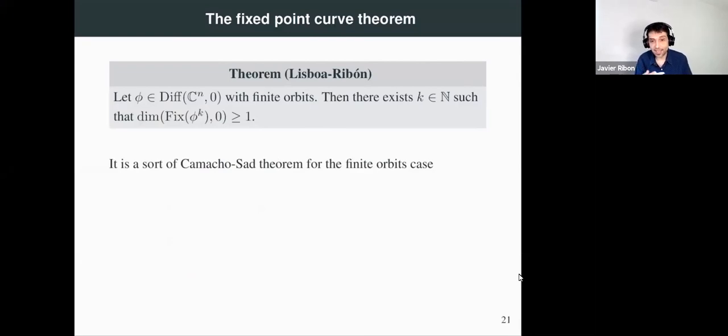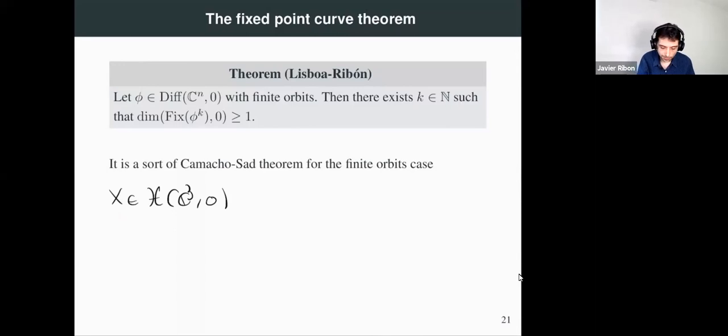You're finding an object, for instance, if you're in dimension 2, you are finding a curve that is invariant by phi, and it is analytic. It's not formal or anything like that, and it works in any dimension. If you consider the Camacho-Sad theorem, for a while there was a question if this theorem was true for vector fields in dimension 3. If you have a holomorphic vector field in dimension 3, is there always an invariant curve going through the origin? And the answer is no.